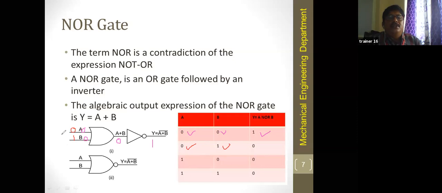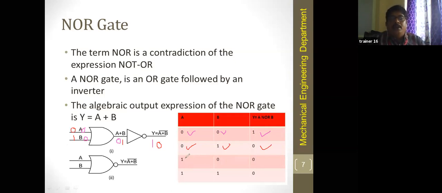The output of this, that is 0 plus 1, is nothing but a plus b, which is 1. So now this 1 is the input to the NOT gate. The inverse of this 1 is nothing but 0. So now it is clear, right?